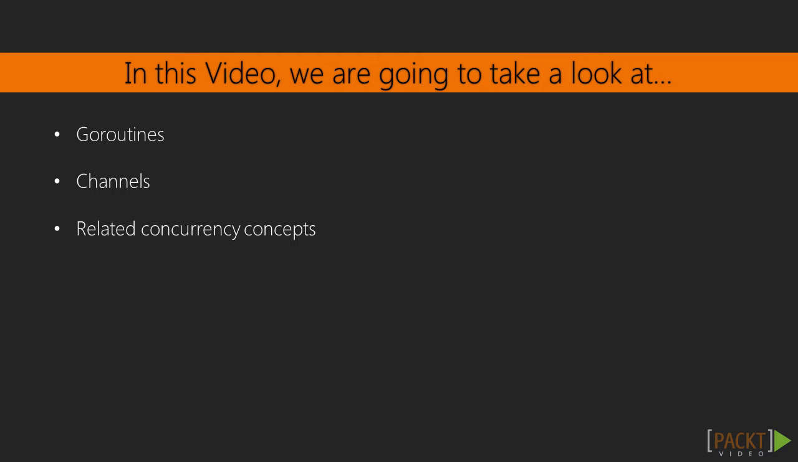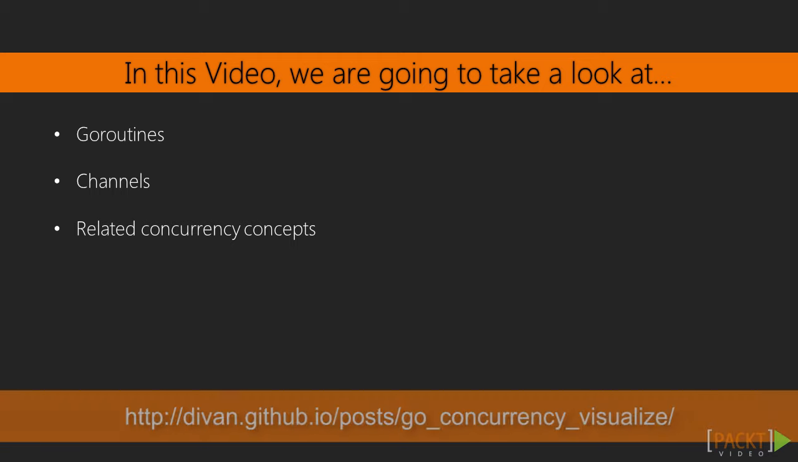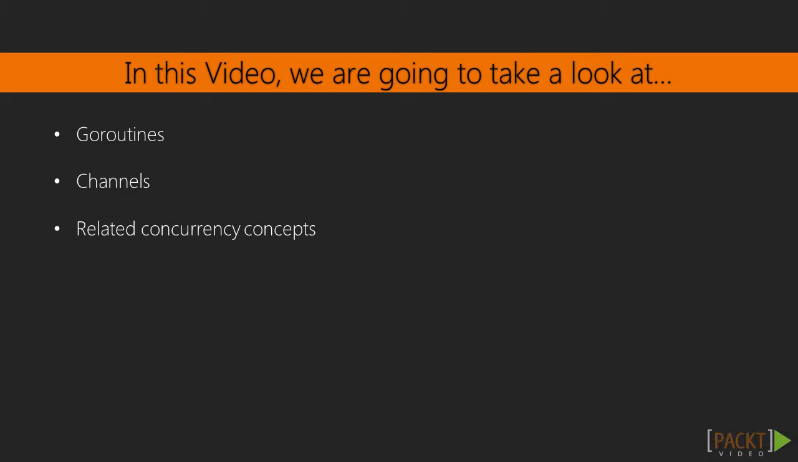In Go, there are two core concepts in terms of concurrency: Goroutines and channels. Go will probably feel different than the concurrency you have experienced in other languages, and it is based on Tony Hoare's paper called Communicating Sequential Processes. There is an incredible visual guide to Go's concurrency at divan.github.io/post/Go concurrency visualize, so please check it out if you have a moment.